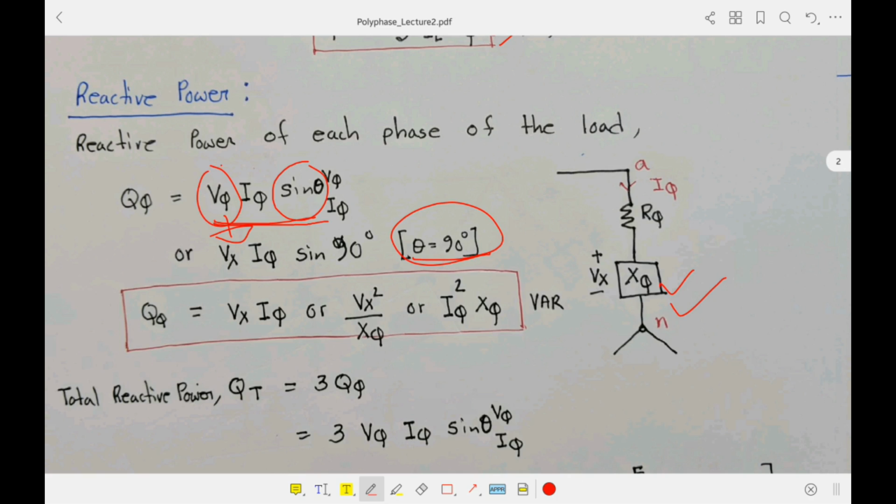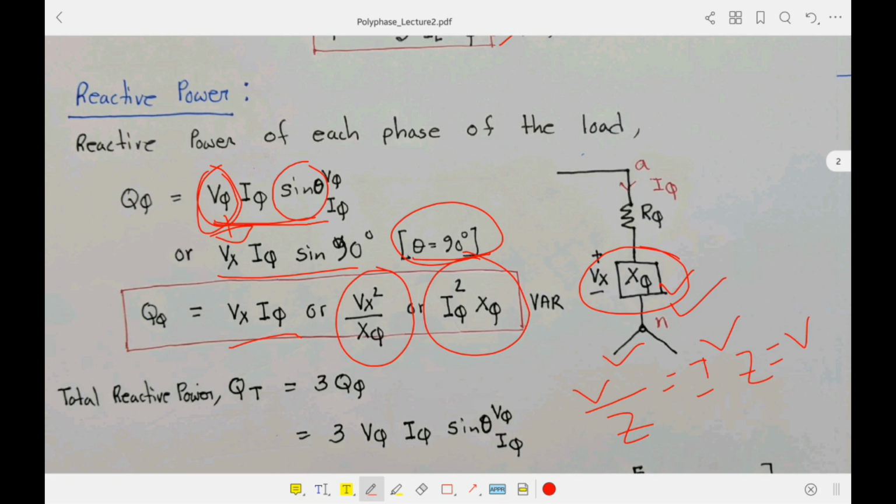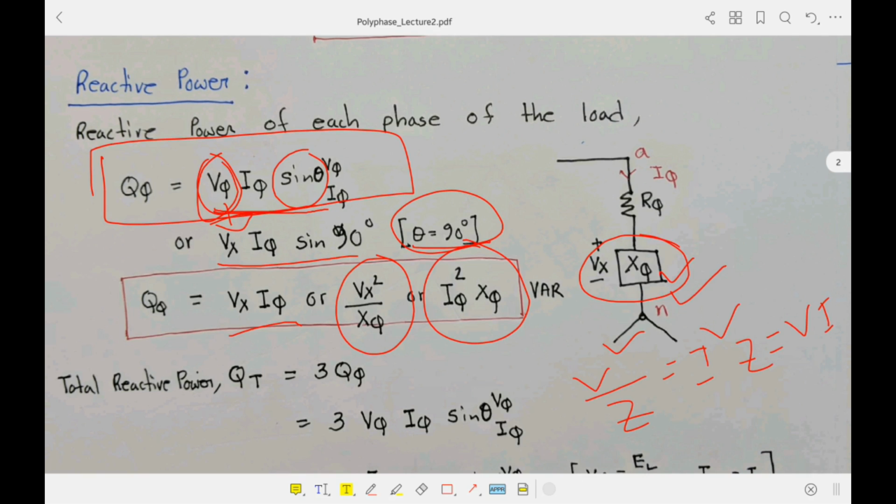So if we write here theta equal to 90 degrees, then we have to write V phi as Vx. That means whenever theta equals 90 degrees, the phase voltage is equal to just the voltage along this x phi. So now this expression is simplified to Vx I phi, and then similar to our previous expression we can also write it as Vx square over x phi, or also I phi square into x phi. These are different representations, that is V square over Z, or I square Z, or VI. But I always suggest you use the first one, that is V phi I phi sin phi. This will create less confusion.